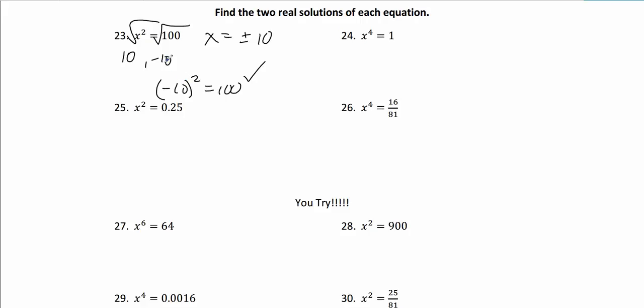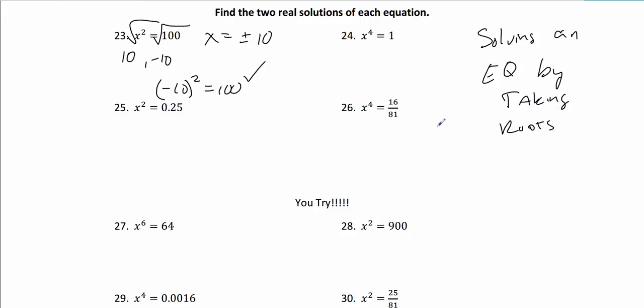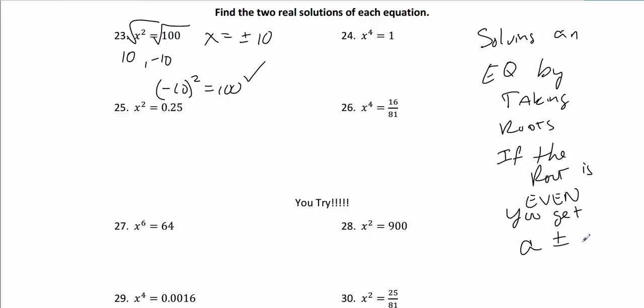When you take the square root from a problem, if I'm solving an equation by taking roots, so square root, cubed root, fourth root, whatever it is, if the root is even, which in this case it is, it's a square root, then you get a plus and a minus of the number. Okay, so let's go to number 24 here.